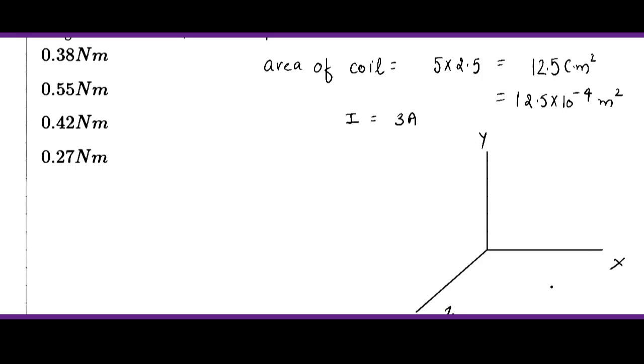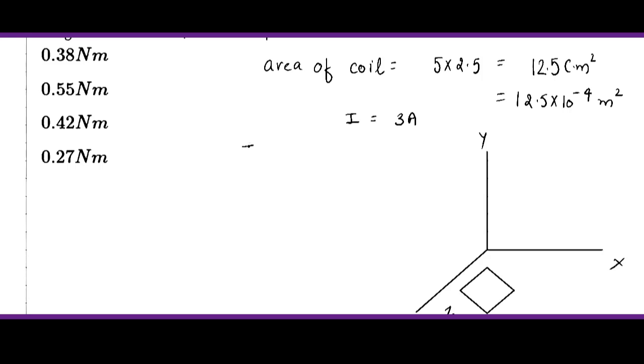So coil lies in this plane, and the coil is tilted through 45 degree about z-axis. So in this question, coil is tilted through 45 degree. So like this. So suppose this coil here. So we have this coil making an angle 45 degree. Now we have to find out torque on the coil.